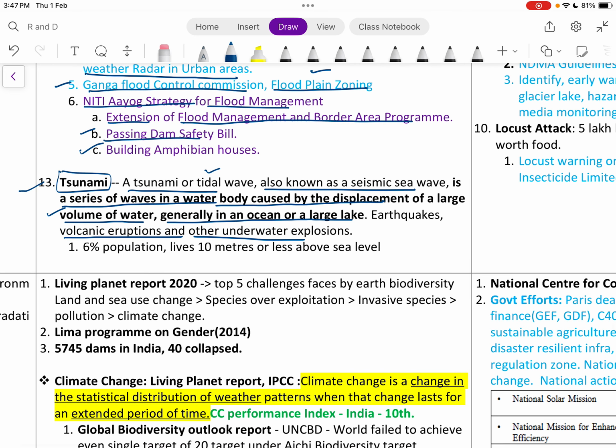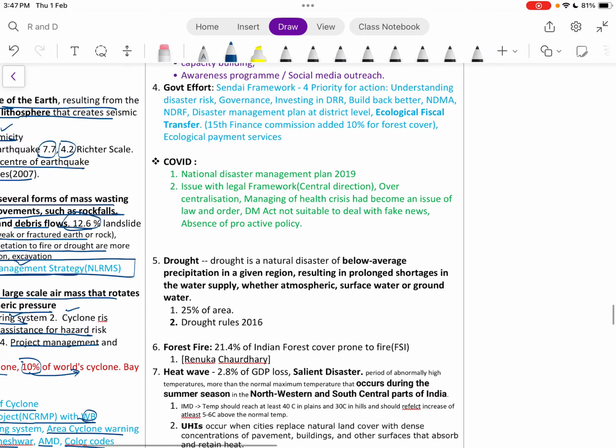Okay, 6% of the population is vulnerable to tsunamis. They live 10 meters or less above sea level. Okay, so they are very vulnerable. Almost 6% of India's population.